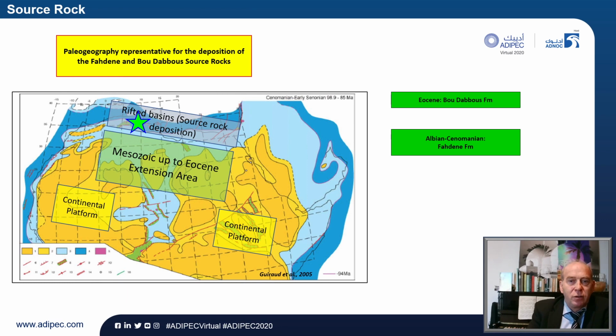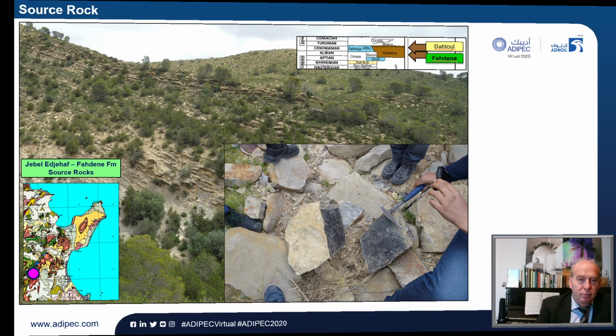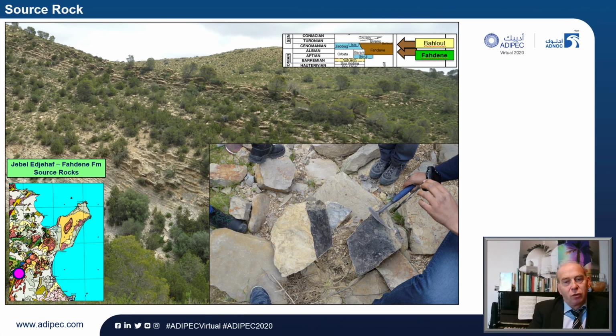On the right side we see two of these source rocks, which have been cut by the Eocene unconformity and successively by the Langhian unconformity, when the area became part of the foreland of the alpine chain. What we see is basically that the source rocks show a subcrop along the major unconformities. And here we see an outcropping analog example of one of the main source rocks, the Fahdene formation.